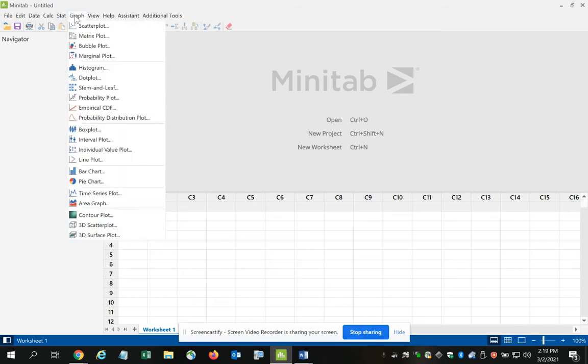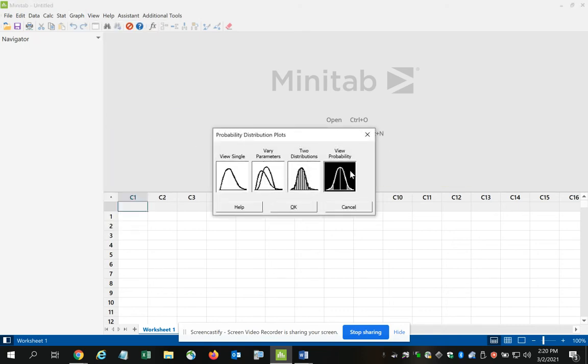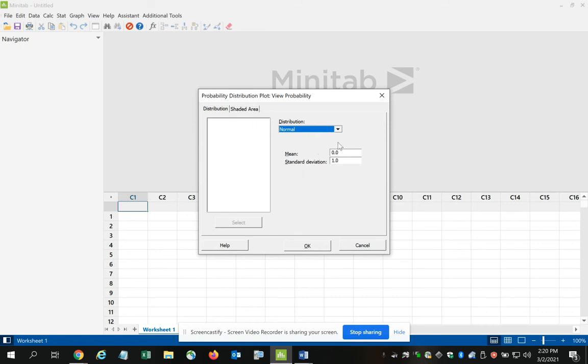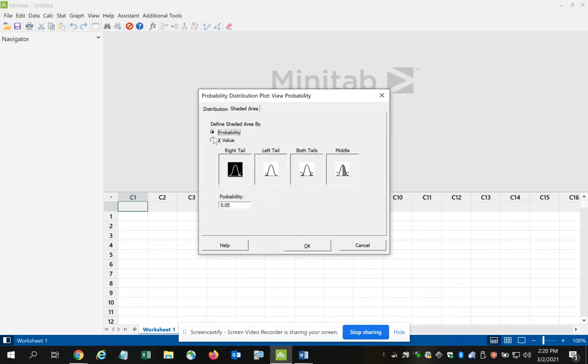I'm going up to Graph, and I'm scrolling down to Probability Distribution Plot. I then want to view the probability. I tell it I'm dealing with a normal distribution. I have to tell it the mean, which was given to me as 268. I have to enter the standard deviation, which was given to me as 15. Then I'm going to change tabs. I'm going to go to the Shaded Area tab, and I'm trying to find the probability, so we're looking for the X value, for the right tail.